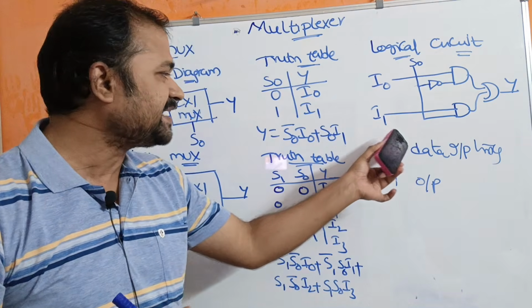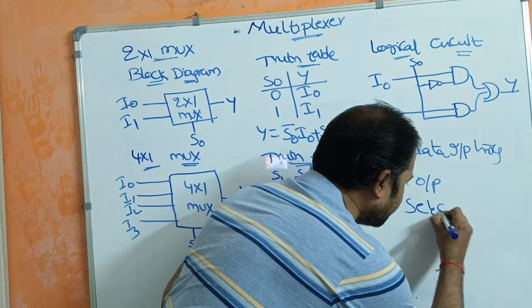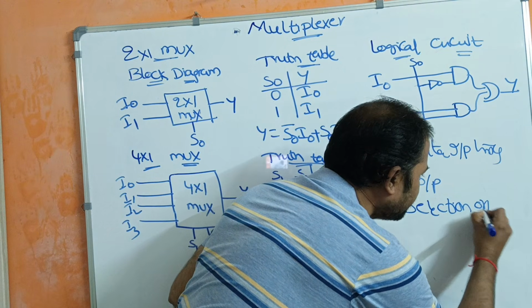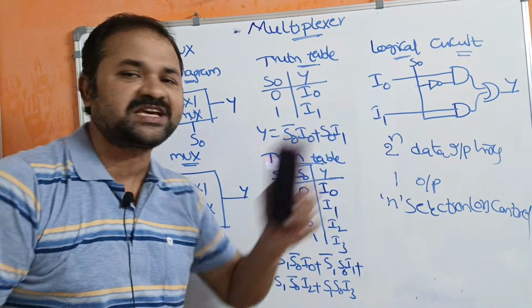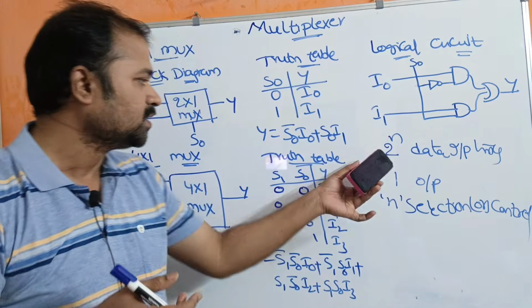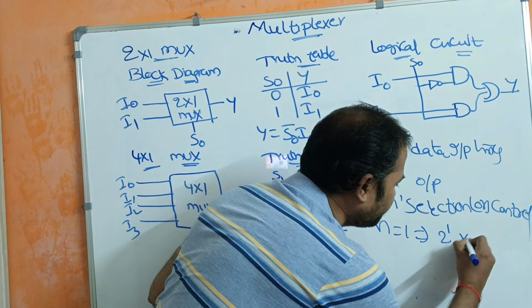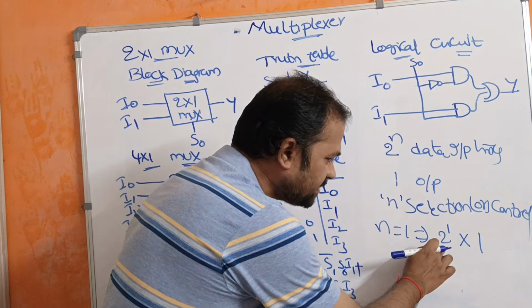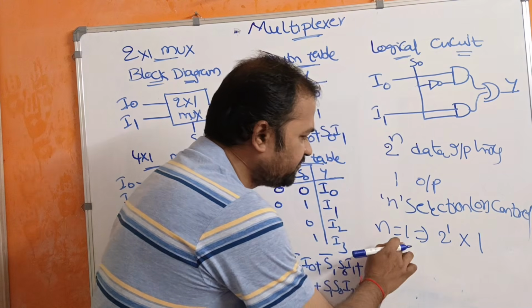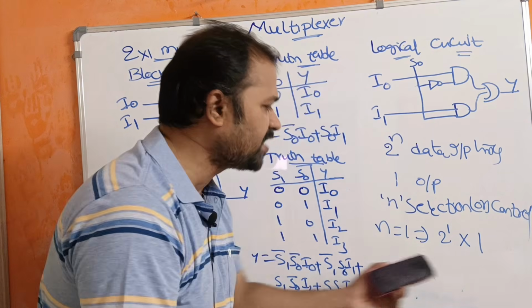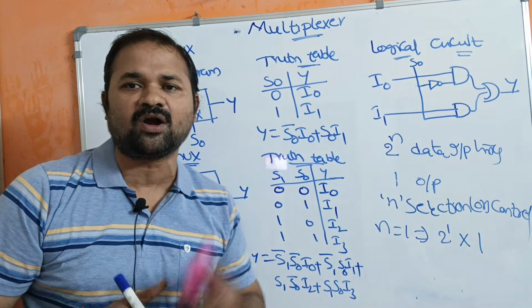Let n be the number of selection inputs; a multiplexer has n selection inputs. Selection inputs can also be called control inputs. Let n equal 1. Then we will have a 2 power 1 by 1 multiplexer. If n is equal to 1, then 2 power 1 by 1 is equal to a 2 by 1 mux. A multiplexer can also be called a mux.